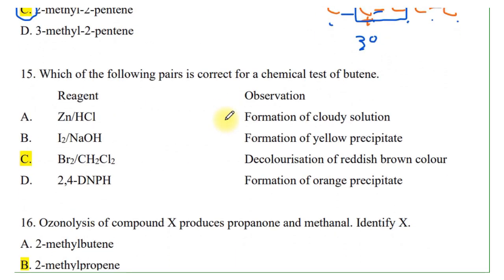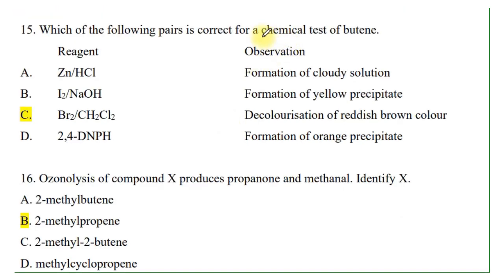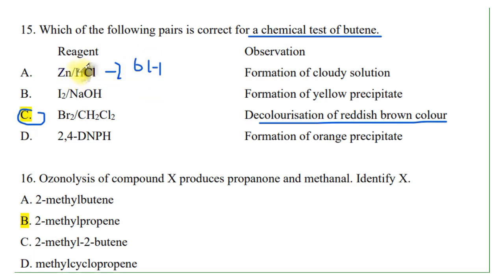Okay, question 15 actually is chemical test. So which one is the chemical test for butane? For sure, the answer is bromine in inert solvent, decolorized of reddish brown color. For your information, ABD actually is chemical test as well, but you haven't learned. This one is special for alcohol. We call it the Lucas test to identify the class of alcohol.